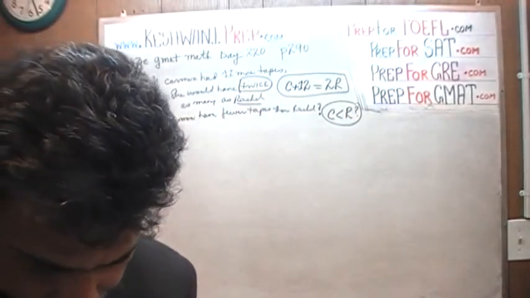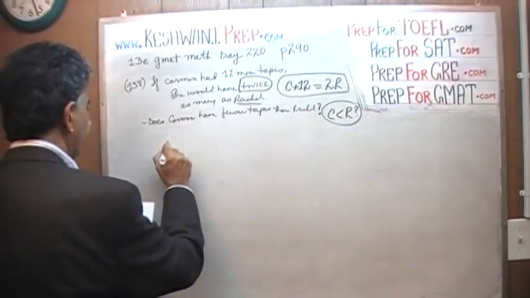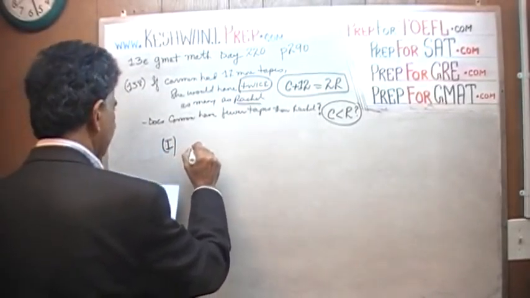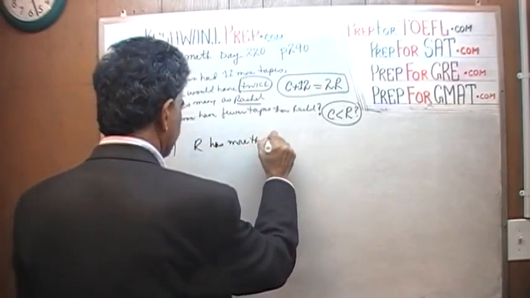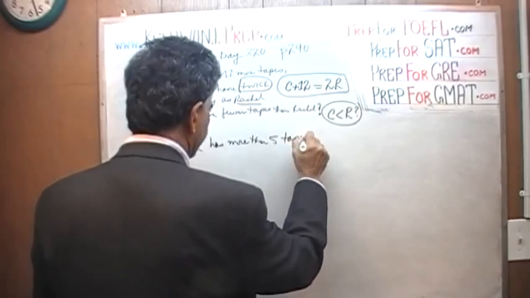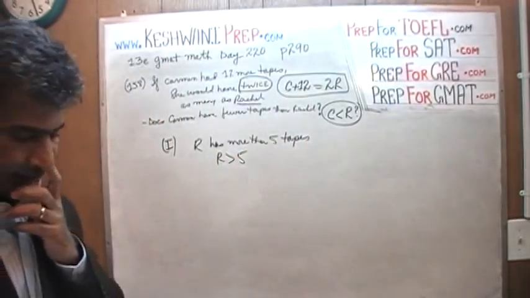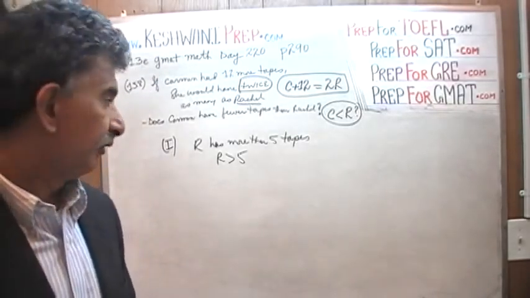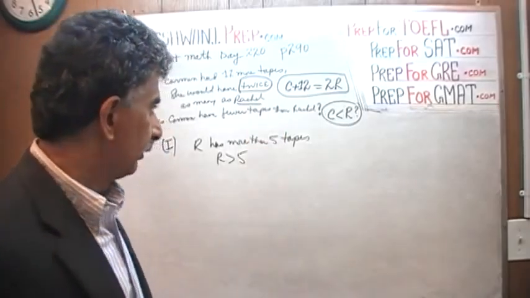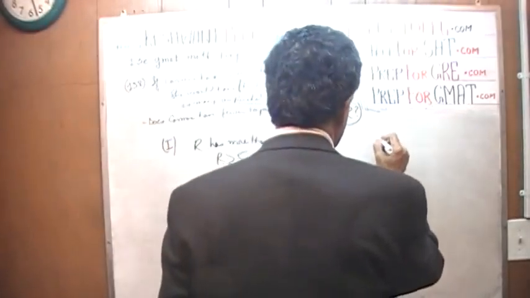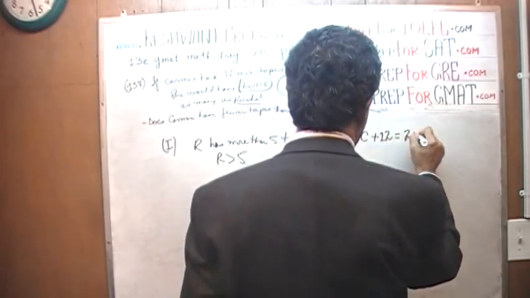Let's see what they give us. In the first statement they tell us that Rachel has more than 5 tapes. In other words, R is greater than 5. The easiest and simplest way to analyze this is to just plug in some numbers more than 5 and see what happens with this equation, which is exactly what we're going to do here. So here's our equation: C plus 12 equals 2 times R.